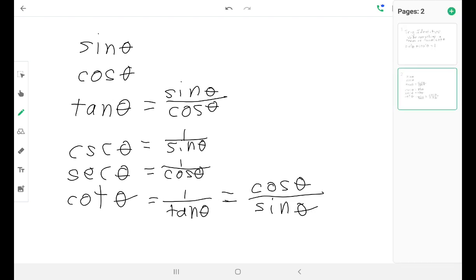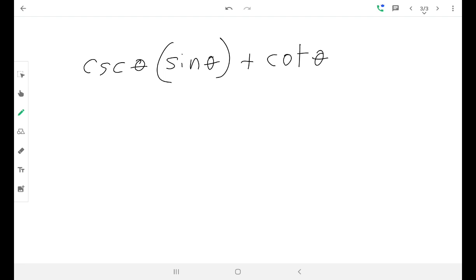For example, I'm just going to make one up here. If I were to give you, let's say, cosecant theta times sine theta plus, let's put in something sort of weird here, plus cotangent theta, something of that nature. Okay, you might run into things like this.